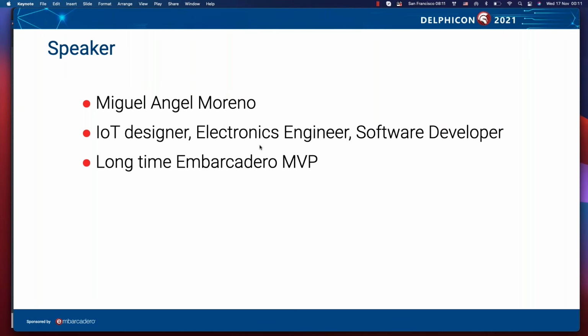My name is Miguel Angel Moreno. I'm IoT designer, electronics engineer, and software developer. Longtime Embarcadero MVP. I started developing in C, C++, and assembler. Later started using Delphi. We all MVP and longtime Delphi developers. We know that you get the power of C with the speed of Visual Basic. That still holds true nowadays.